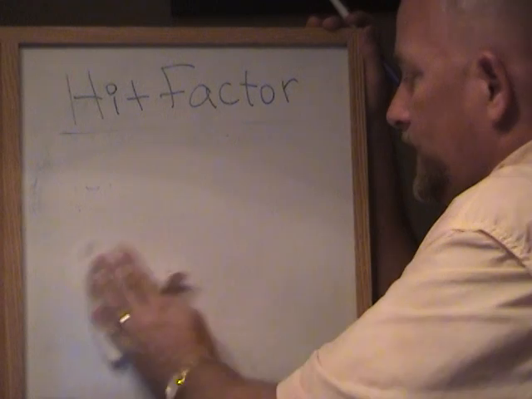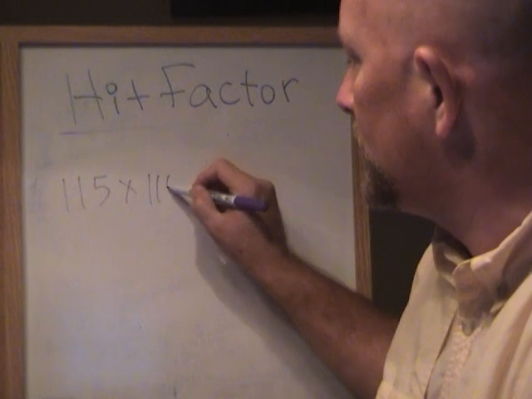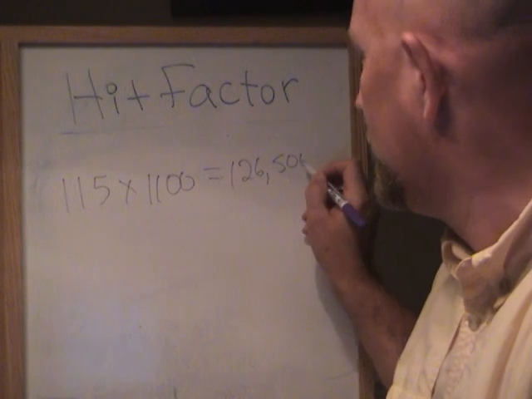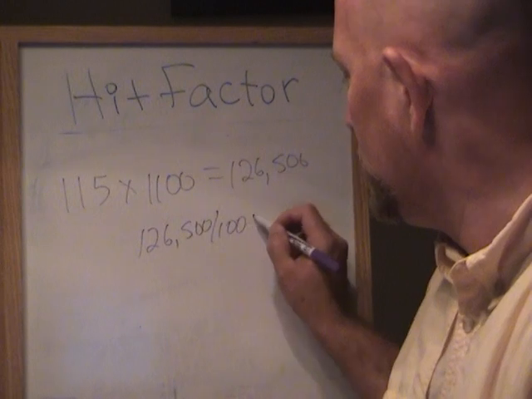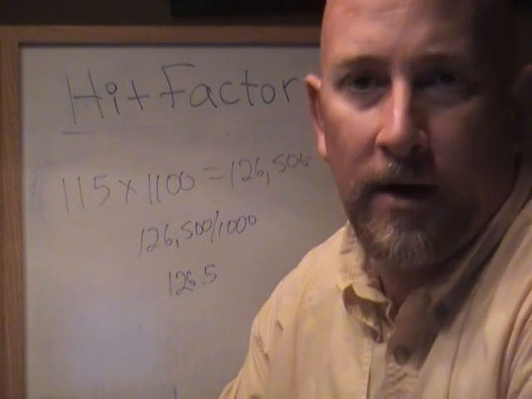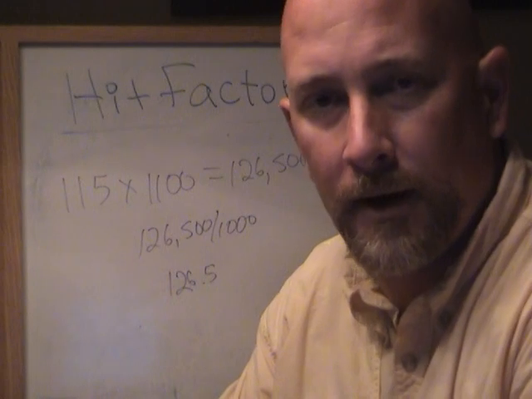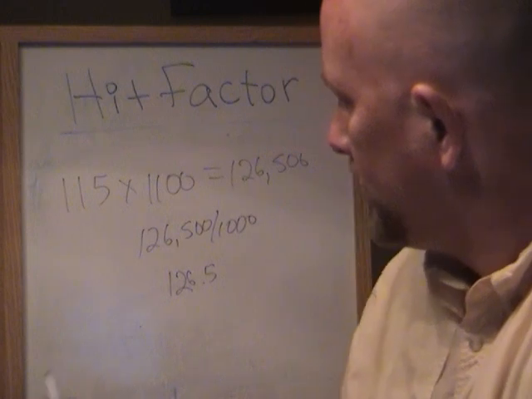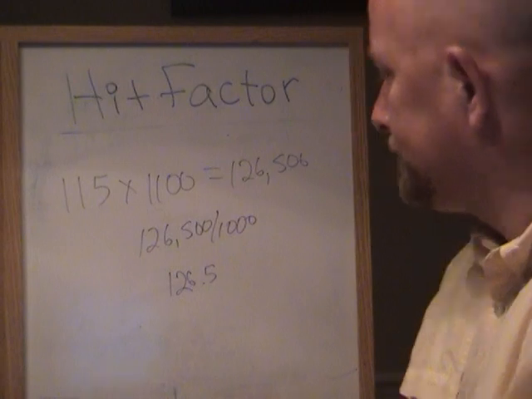If instead you are shooting a 9mm, 115 grain bullet, but it's coming out at 1,100 feet per second, that gives you 126,500. 126,500 divided by 1,000 equals 126.5. Major power factor requires that your minimum power factor be 165. Minor power factor requires that your minimum power factor be 125. 126 makes minimum power factor but does not make major power factor.